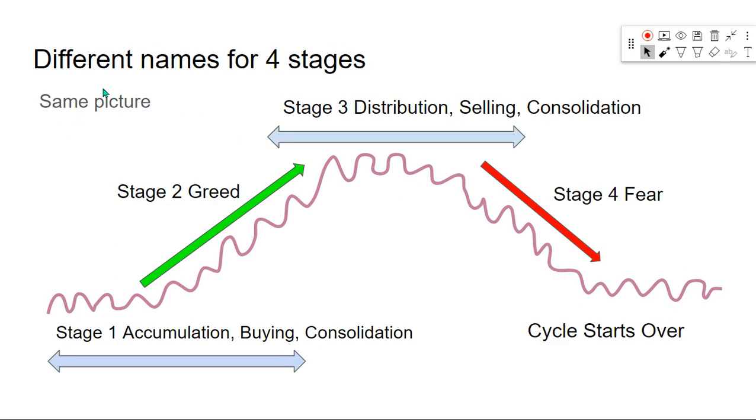There's different names for the 4 stages, and you'll hear these in the media, such as terms like accumulation, consolidation, distribution, fear, greed. So that's just a picture of kind of what a chart may look like and where those stages would take place.